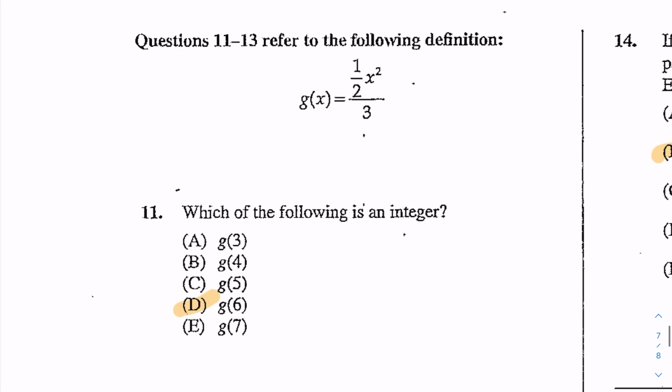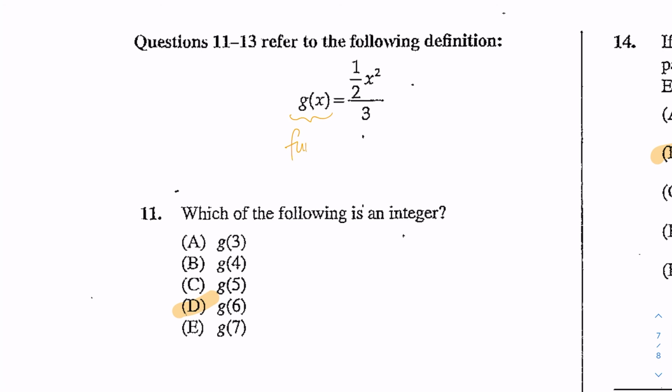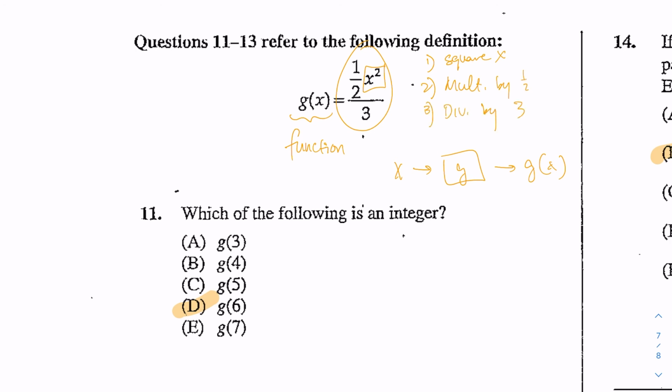All right, next, so you have this g of x is equal to 1/2 times x squared divided by 3, which of the following is an integer. So you just have to substitute in, this is your function. So it's your input-output machine, you put x into this function called g, you get g of x out, and you have to do these three things. So remember order of operations, so you got to square x first. Then you multiply by 1/2, and then step 3, you divide by 3. So those are the 3 steps in g.